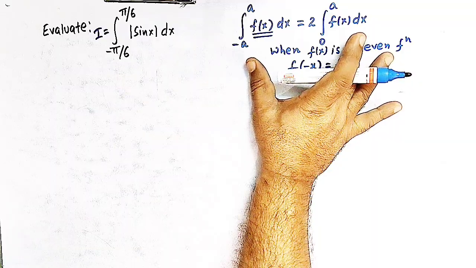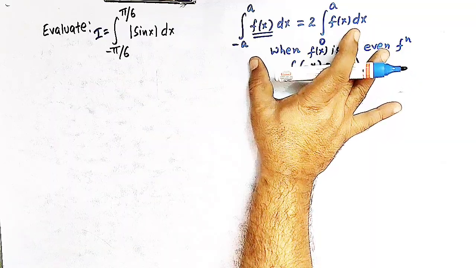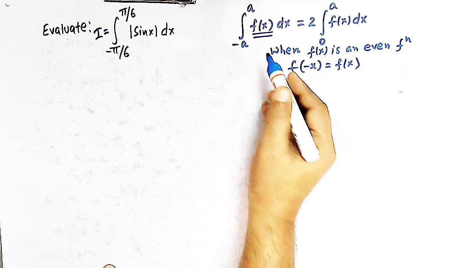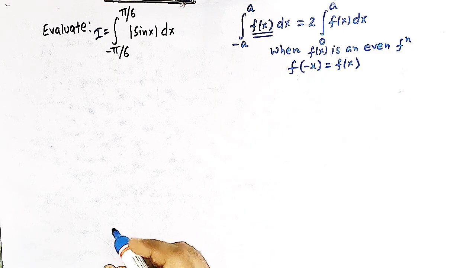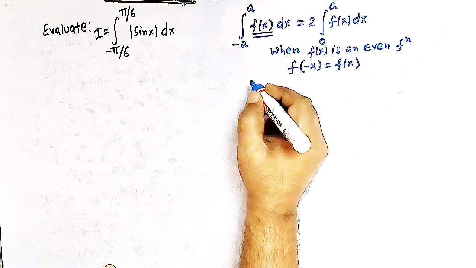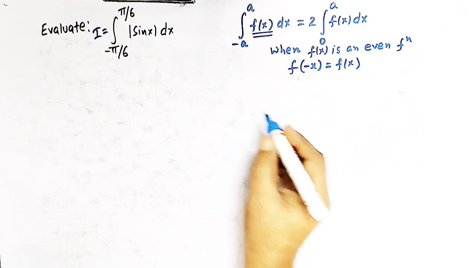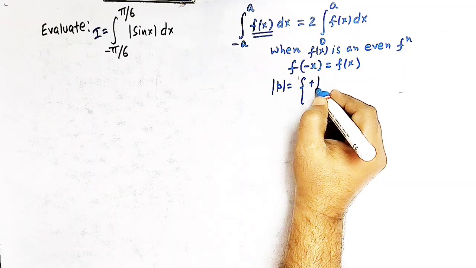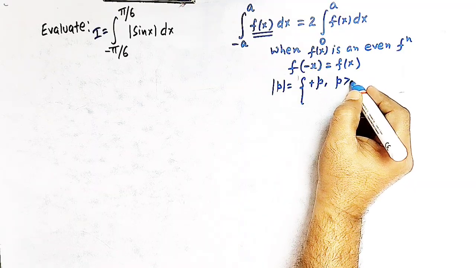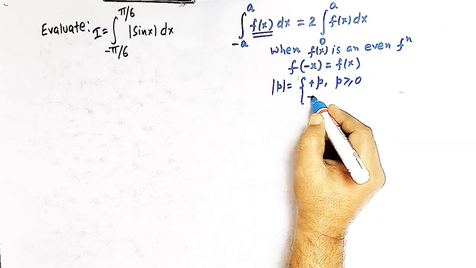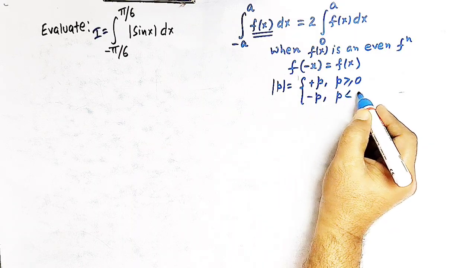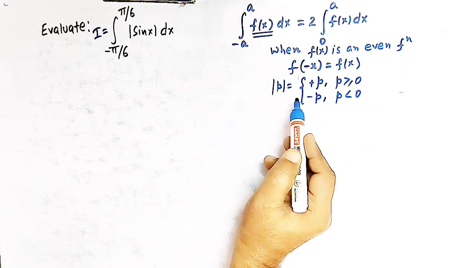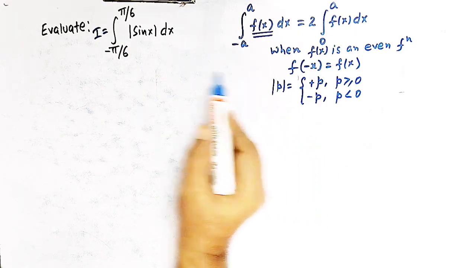So here we are going to make use of this property of definite integrals, and apart from this we'll also make use of the definition of mod function. So now the mod function is defined as mod of p is equal to positive p whenever p is greater than or equal to 0, and mod of p is equal to negative p when p is less than 0, right? So here we are going to make use of these two important concepts.